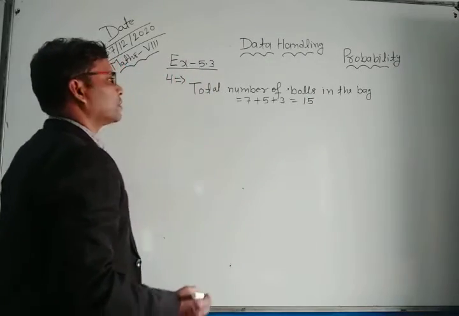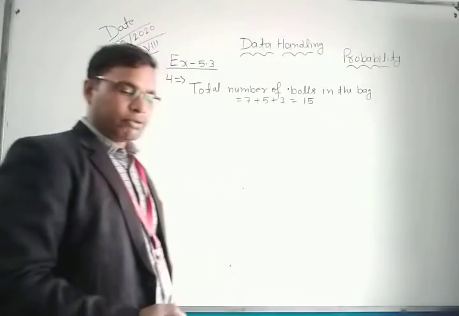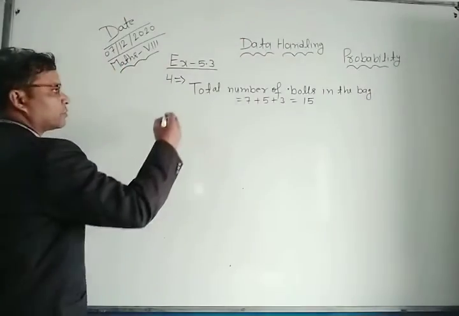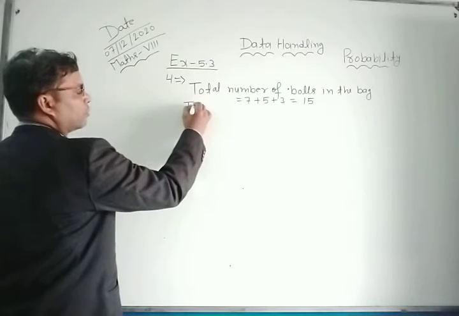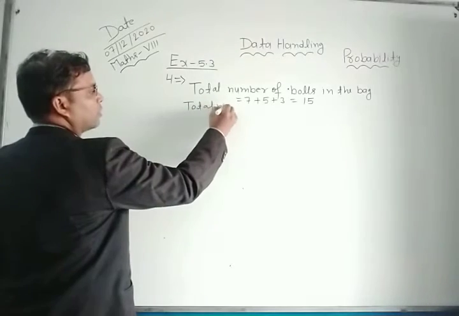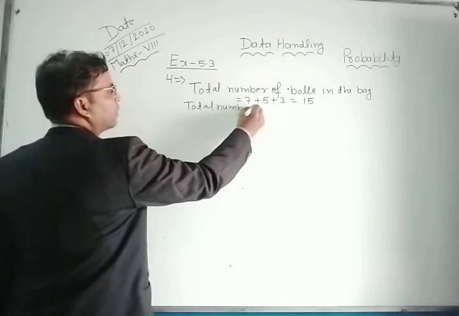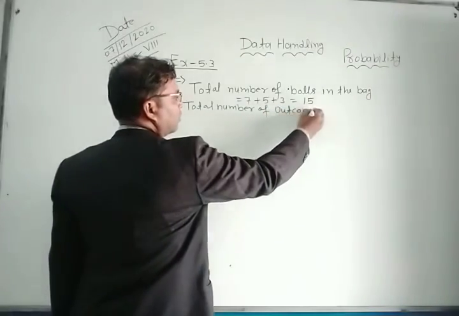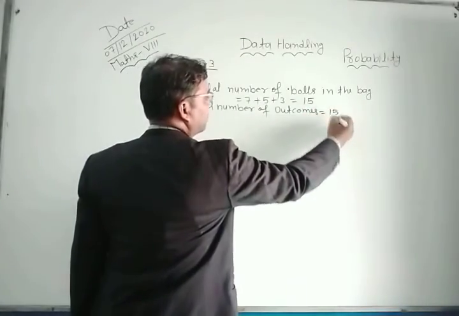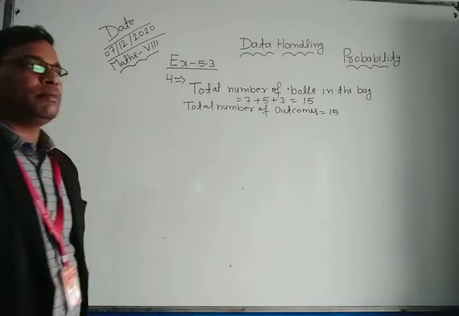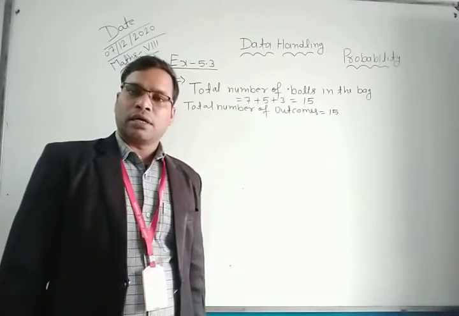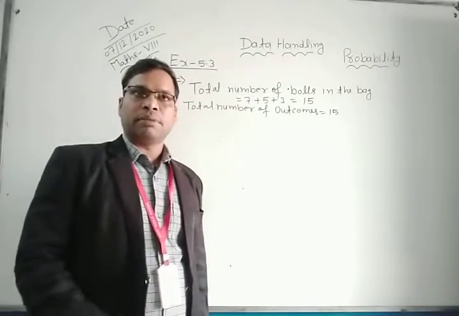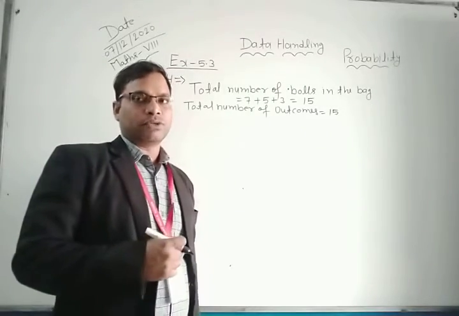Now you can write the all possible outcomes, the total number of outcomes. This is equal to 15, because the bag has 15 balls. You can draw the balls 15 times.